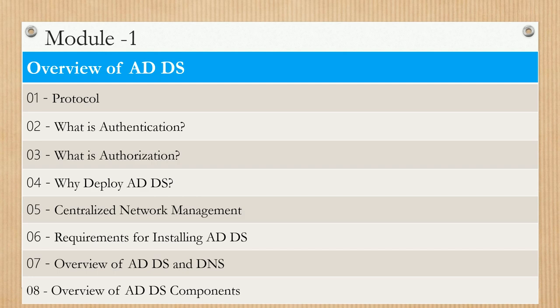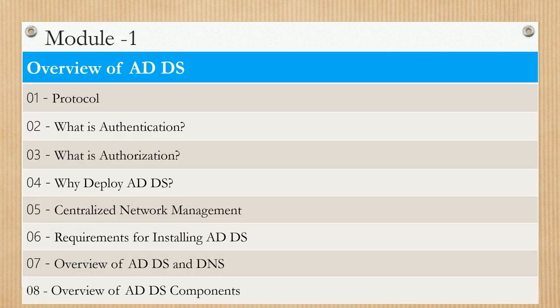Now let's see what will be inside module 1. Module 1 will be covering the protocol, authentication, authorization, and why we need to deploy the ADDS, centralized network management, installing ADDS, overview of ADDS and the DNS, and the ADDS components. So let's start with module 1. Now, here is module 1.